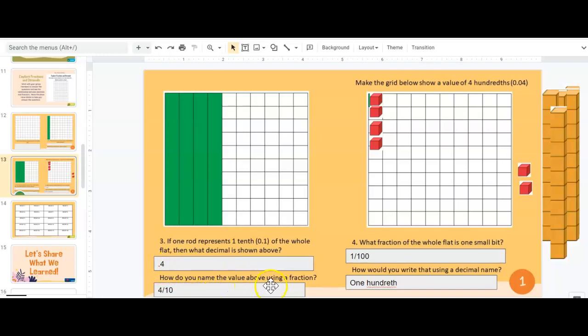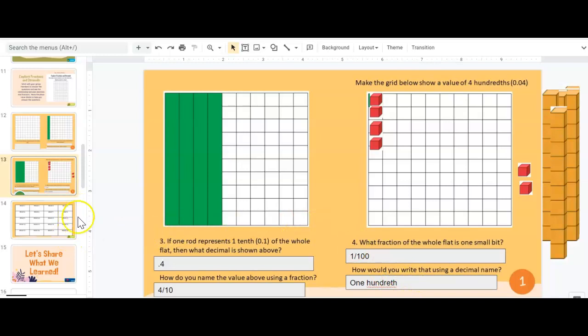How do you name the value above using a fraction? Just the way that it sounds. It's 4/10. And here it says, make the grid below show a value of 100s. So I had to drag 4 of these little red cubes over, the red units over, and it's 4 out of 100 total. And down here it says, what fraction of the whole flat is one small bit? So if I just had that 1 that was up there originally, it would be 1/100. How would you write that using a decimal name? 100.